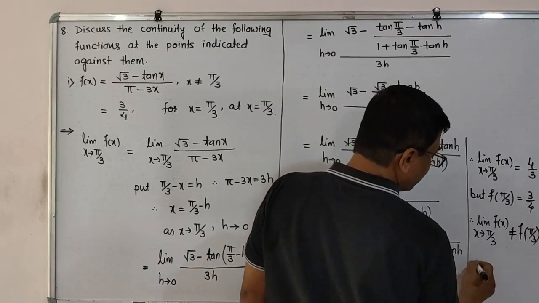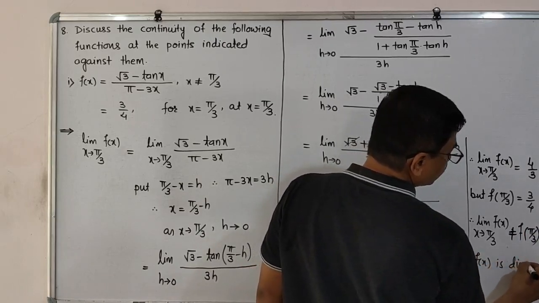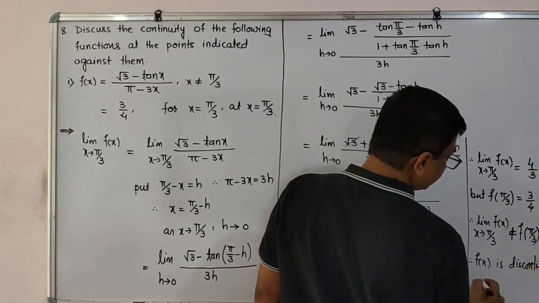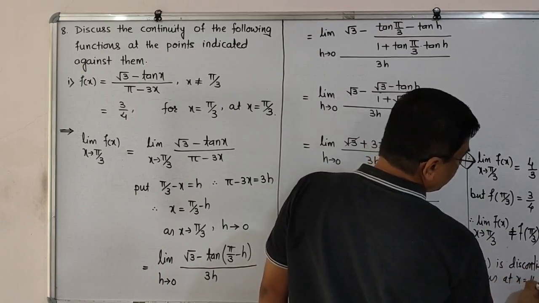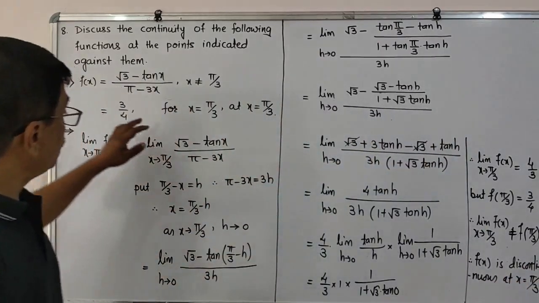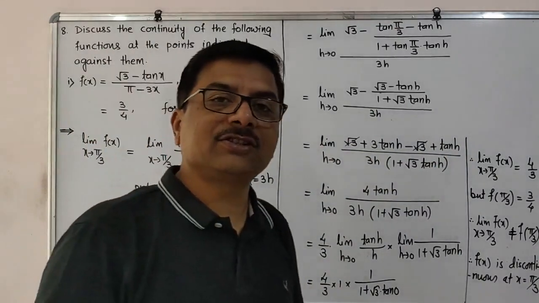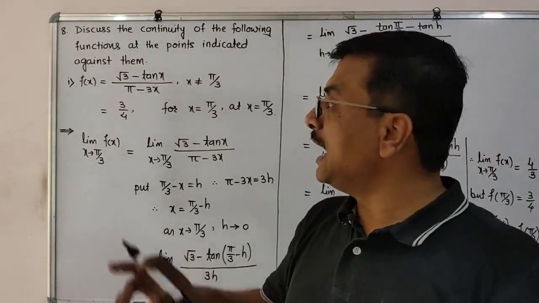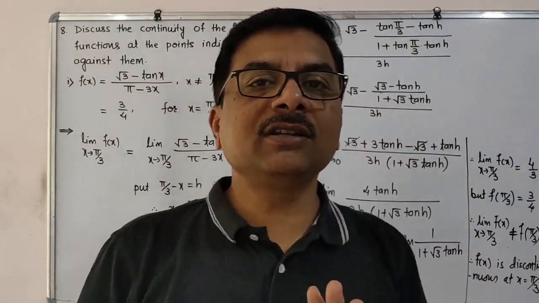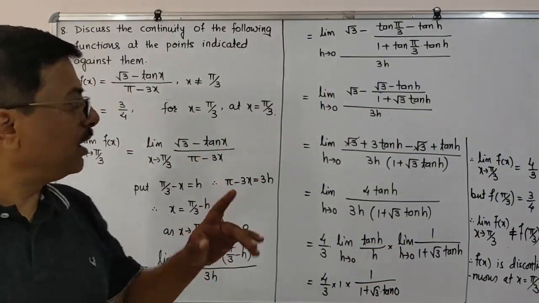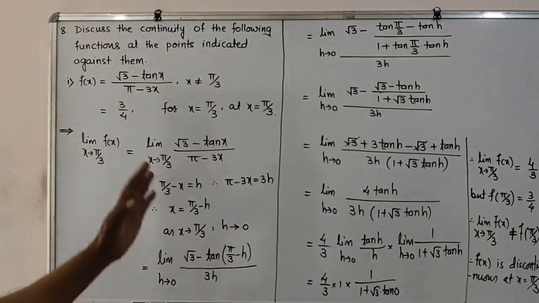Hence we can say that, therefore, f of x is discontinuous at x is equal to pi by 3. Means the first question, where the function is given as root 3 minus tan x upon pi minus 3x, is discontinuous at x is equal to pi by 3 because the limit of the function and the value of the function are not equal. Now you take its screenshot. I will prepare for the second question.